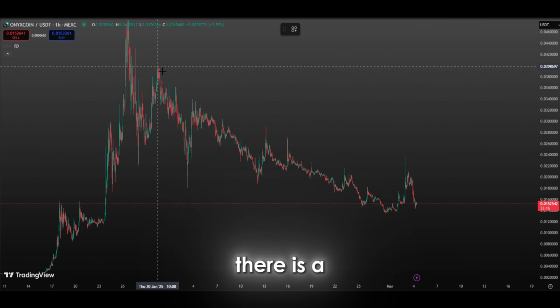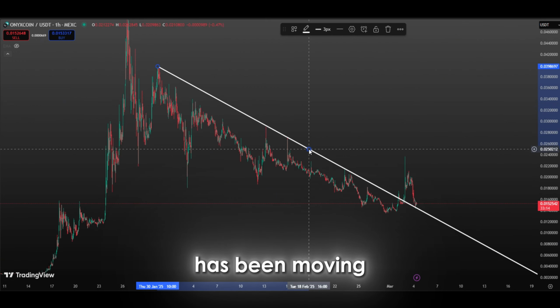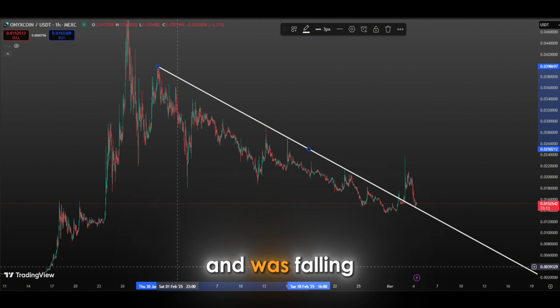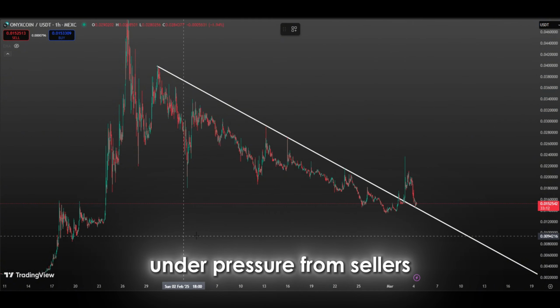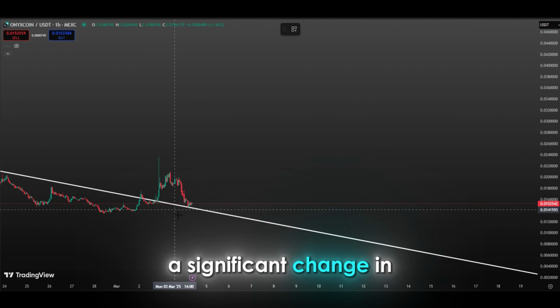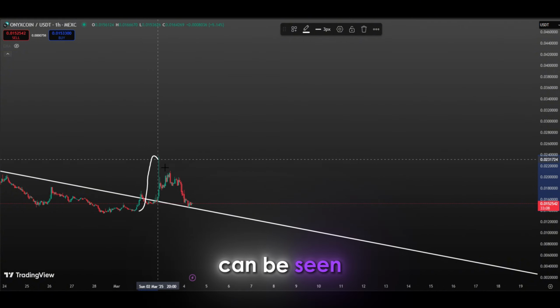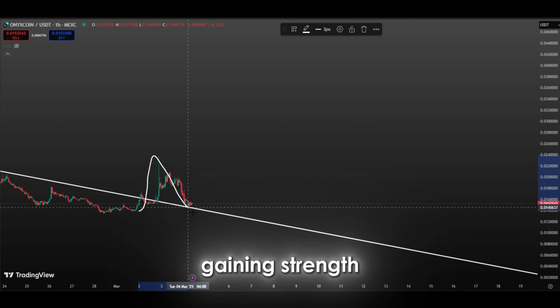First of all, there is a remarkable downtrend structure here. For a long time, the price has been moving under the influence of this downtrend and was falling to lower levels under pressure from sellers. However, this trend has finally been broken, and with this break, a significant change in the market structure has taken place. A downtrend breakout can be seen as a sign that buyers are gaining strength and that the market may now change direction.